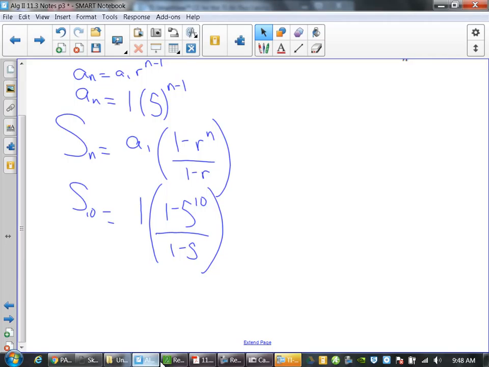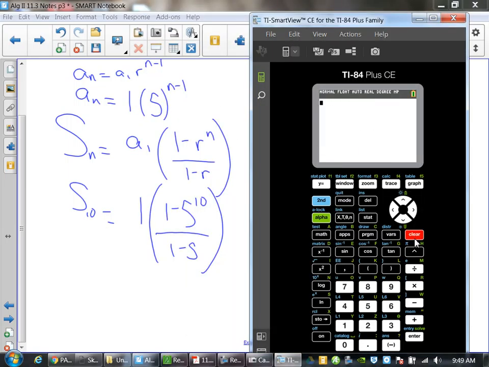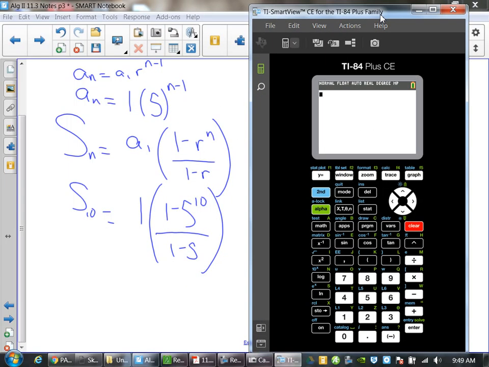Go right to your fraction bar. Let's see, alpha y equals, enter. 1 minus 5 to the 10th over 1 minus 5. There's the sum of them.